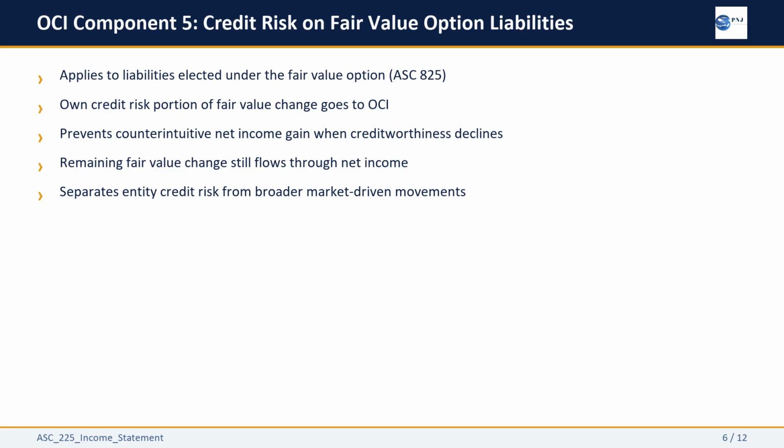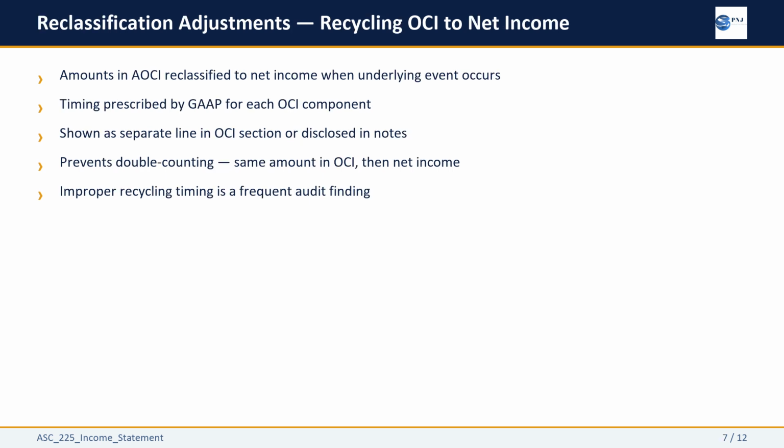This 5th component addresses a subtle but important problem. When an entity elects the fair value option for its own liabilities, the liability's fair value rises when the entity's credit deteriorates, which would create a gain in net income precisely when things are going badly. That is counterintuitive and misleading to readers. ASC 825 solves this by routing the portion of fair value change attributable to the entity's own credit risk through OCI instead. Only the portion driven by other market factors flows through net income, resulting in a cleaner and more honest net income signal.